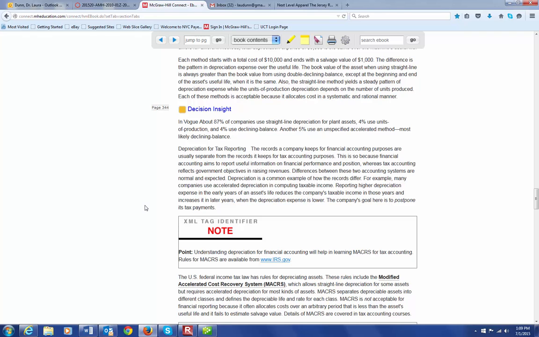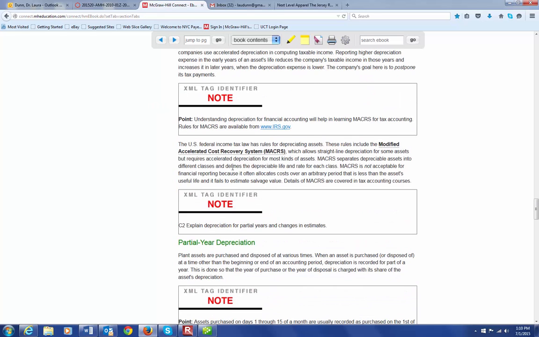Now, this is important for tax reporting purposes, because if your depreciation expense is higher in the early years, then it means your net income is reduced, which means you may be paying a lower amount in taxes. So a company might be doing that because their goal may be to postpone their tax payments. Eventually, they're not going to have as high a depreciation, so their income's going to be higher, but they could be trying to postpone it by taking advantage of the higher depreciation in the early years of that particular asset. And this explains why they may end up doing that.